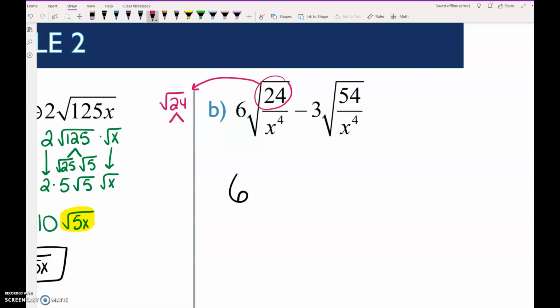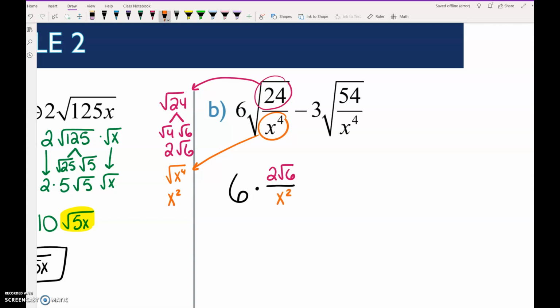How can we split up the square root of 24? 4 and 6. So 2 times the square root of 6. So on the top of this thing, I have 2 times the square root of 6. Now let's think about the bottom of that thing. The square root of x to the 4th. How many groups of 2 are there in 4? 2. So that's just x squared. So we have x squared on the bottom.